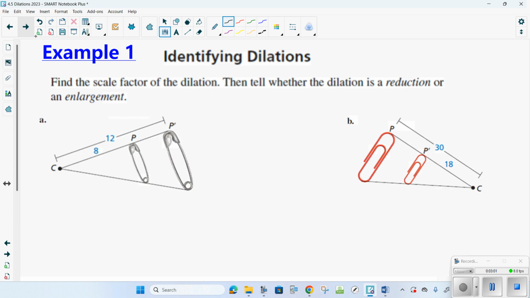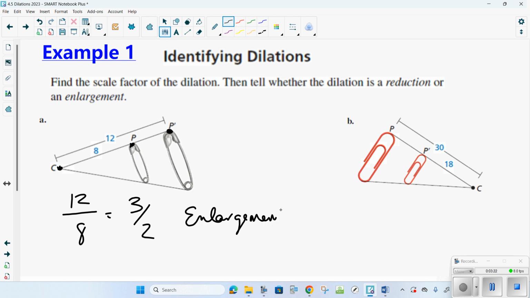So here we go. Find the scale factor. The new is 12. Notice there's P prime. And so the original is 8. And so I reduce that. So we have a scale factor of 3/2. And so that would be considered an enlargement. That number is greater than 1. So this would be the scale factor. That would be an enlargement.